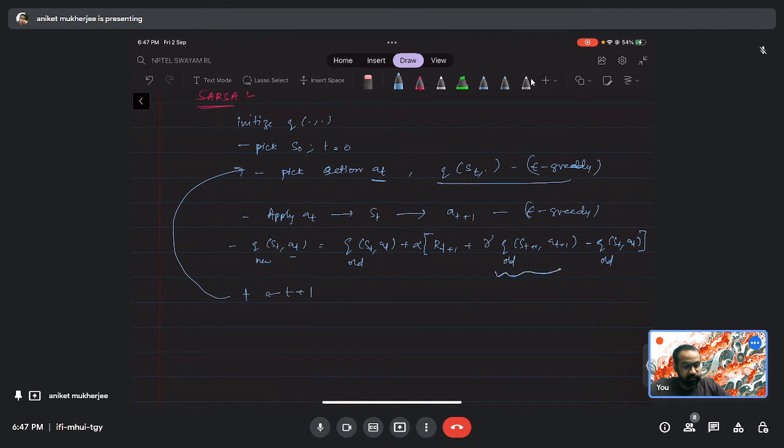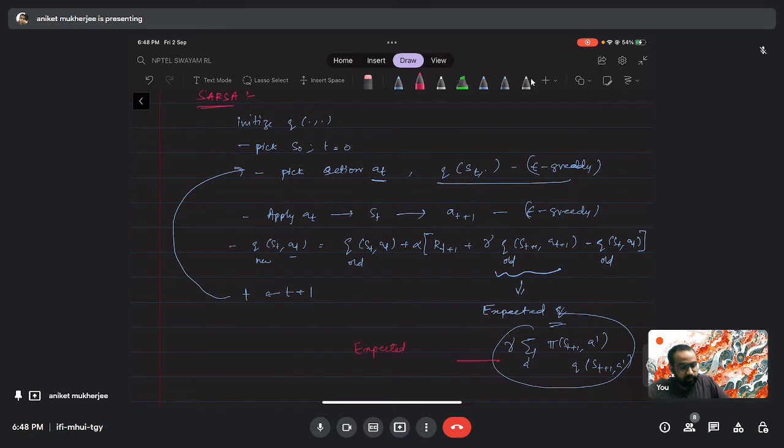Next, you can change this with expected Q values. That is gamma summation over a, pi(a | s_{t+1}) Q(s_{t+1}, a). If you replace this, then this becomes expected SARSA. These are just multiple variants. So now, which is better, which is not better, it depends.